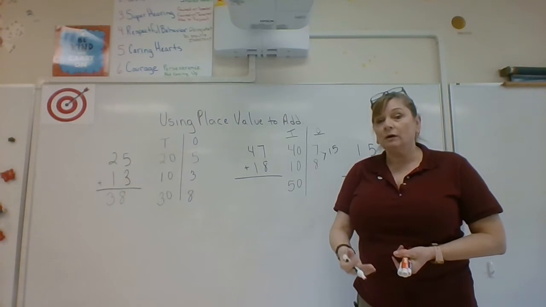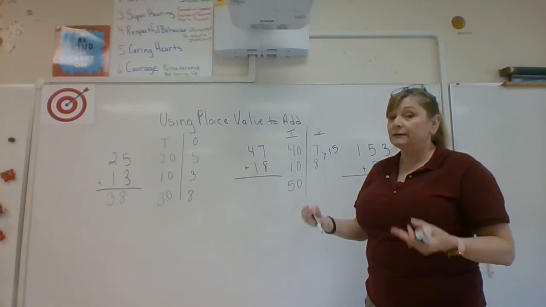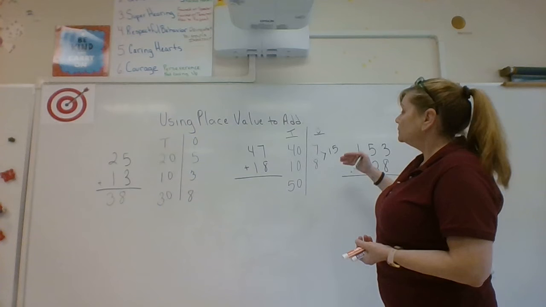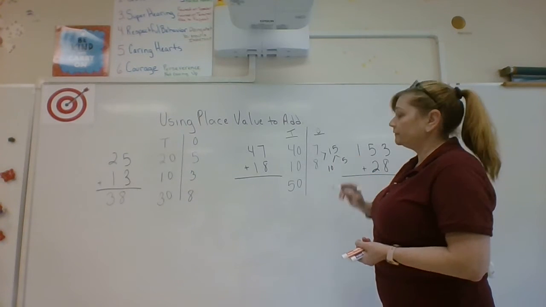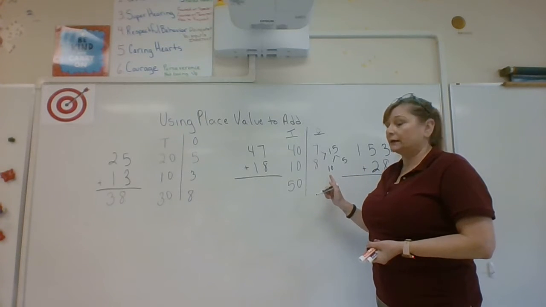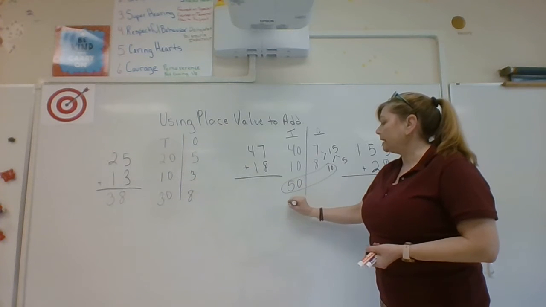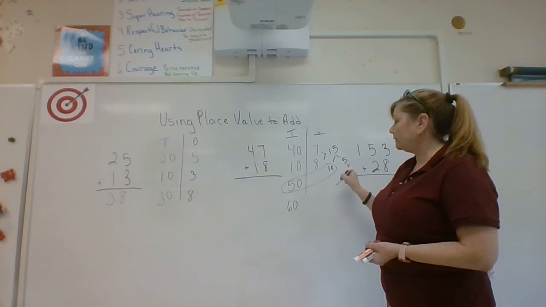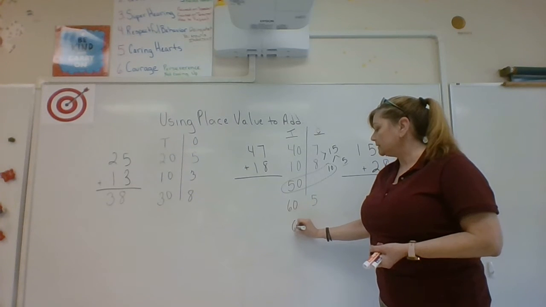So the students are also taught to then break this double digit into its place value components. So the 15 is a 10 and a 5. At this point, they regroup this 10 with this 50. And now they have 60. And they have 5 left over. So their answer is 65.